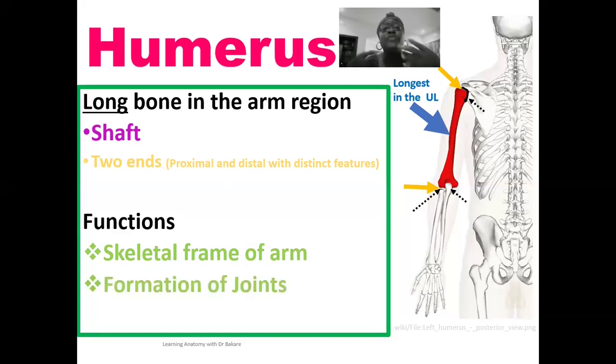Then it is seen to form joints. The proximal end of the humerus forms a joint with the scapula. Also, the distal end of the humerus forms a joint with the radius and also the ulna. It is also seen to create attachment sites for muscles. As we go through this lecture, we'll be describing different sub-regions of the humerus and also highlighting the different muscles that are related to it. Just for us to know that the humerus creates the site for some muscles to attach.